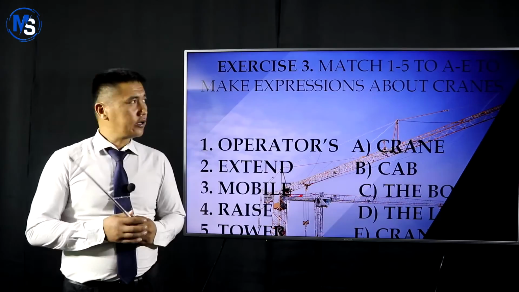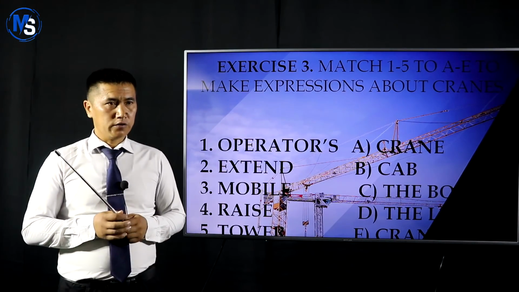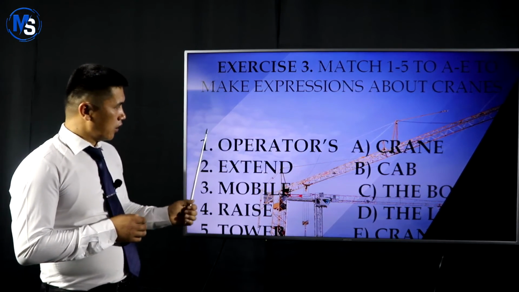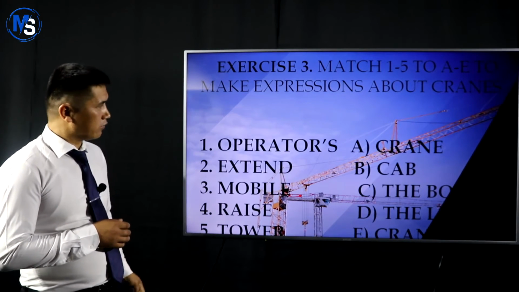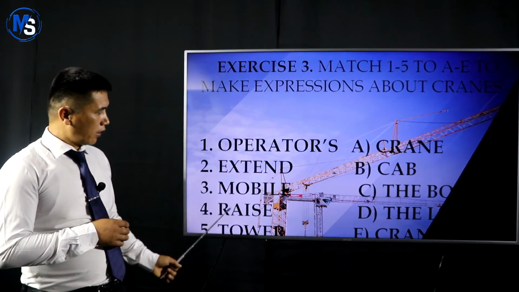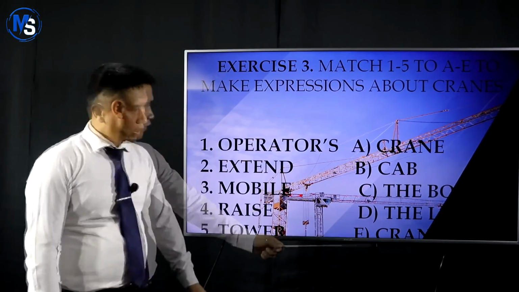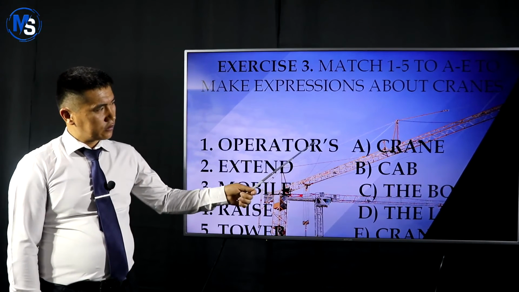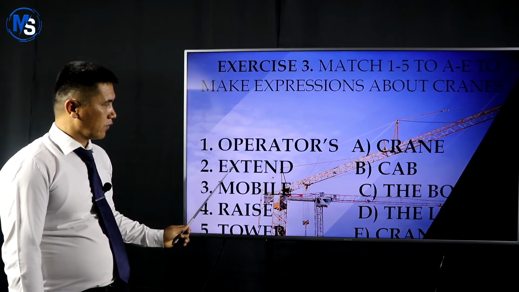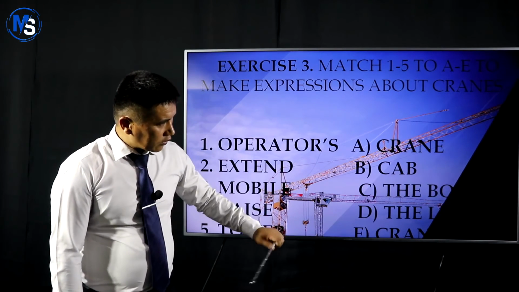Right now we will do an exercise on the vocabulary, and first of all you have to look through the words 1, 2, 3, 4, and 5. Then next, match them with A, B, C, D. For example, operators, extend, mobile, and rise. The next one is tower. And the next, crane, cab, the boom. For example, what is the operators? Cab, yeah? Operators, cab. The next, extend. What? Extend the, for example, boom, yeah?